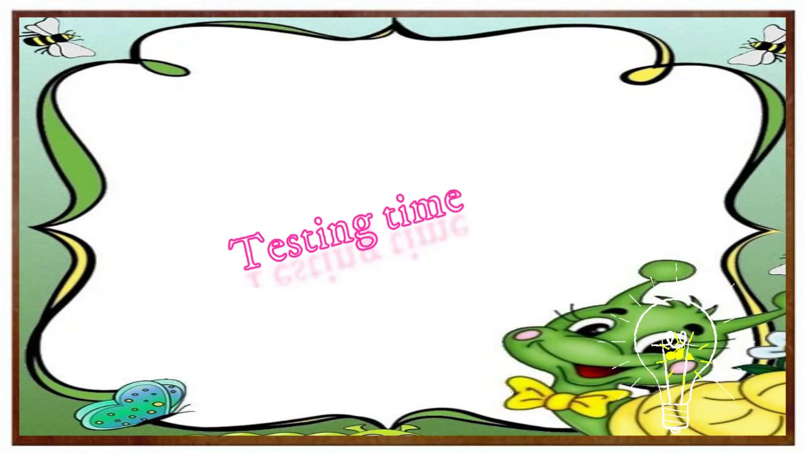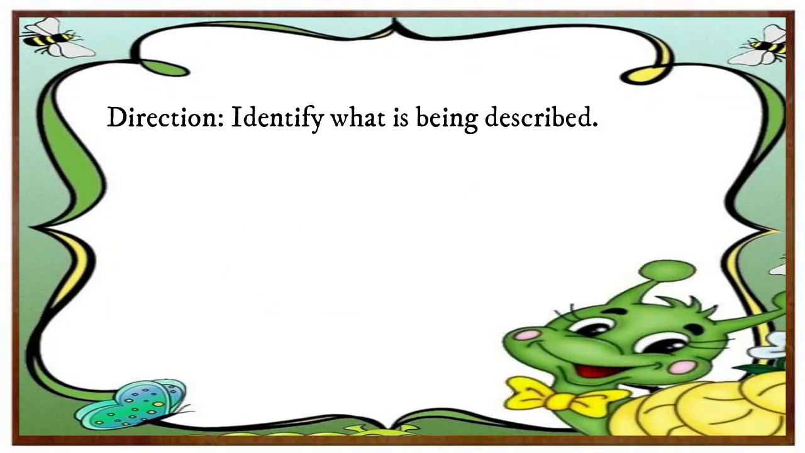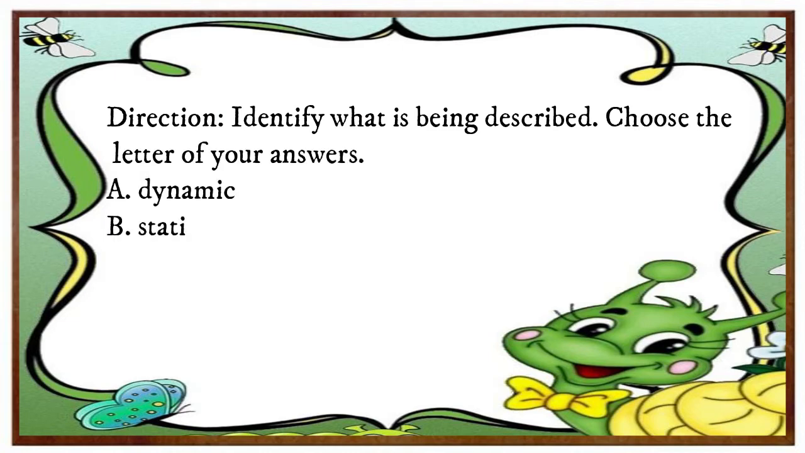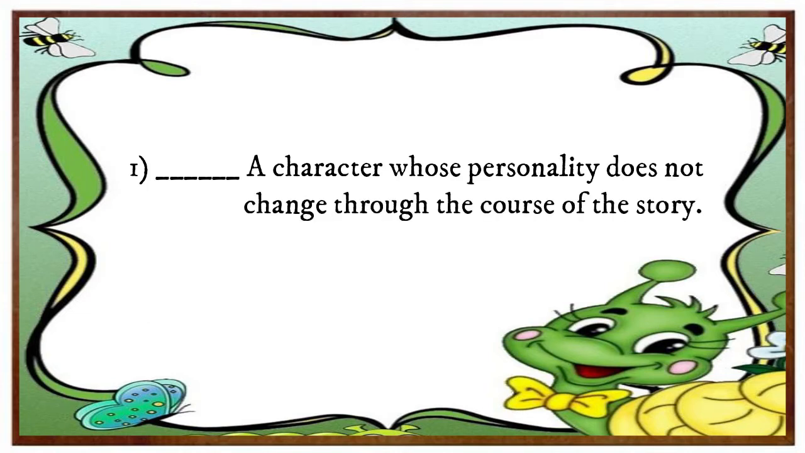Testing time! Identify what is being described. Choose the letter of your answers. A. Dynamic. B. Static. C. Round. D. Flat. E. Antagonist. Number 1. Blank, a character whose personality does not change through the course of the story.